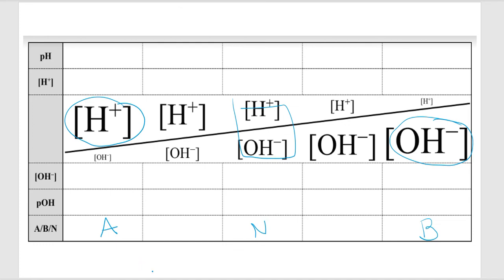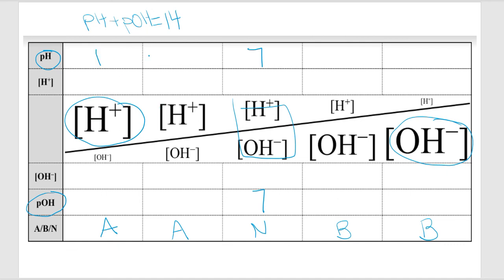So acids have more hydrogens compared to hydroxide. Bases have more hydroxides compared to hydrogens. And when they're equal to each other, that's where it's neutral. Whenever you have something that's neutral, the pH is 7. If your pH is 7, that means your pOH is also 7, because remember the pH and pOH have to equal 14. Right? So 7 plus 7 is 14.